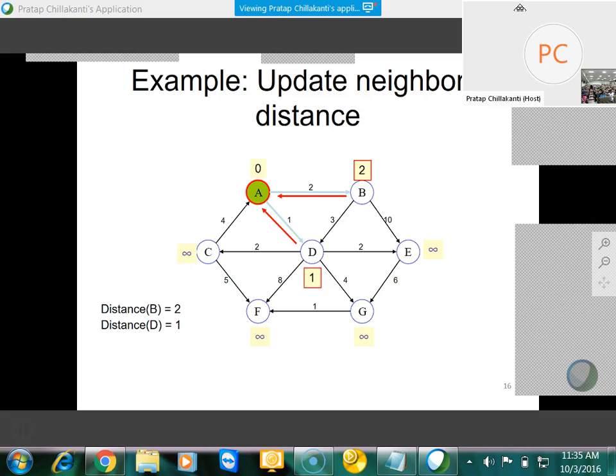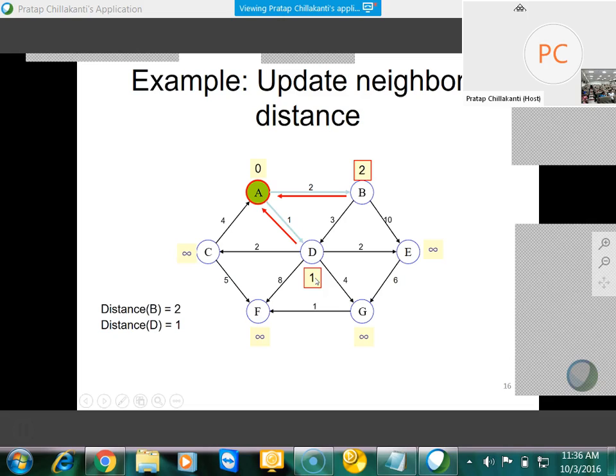So now you are updating the neighbors' distances. A to B is 2, right? So you know that. That's the neighbor of A because there's an arrow going from A to B. And then there's an arrow going from A to D. See the arrow there, it's a directed edge. We're not talking about an undirected graph here, we're talking about a directed graph. So you're updating D to 1.